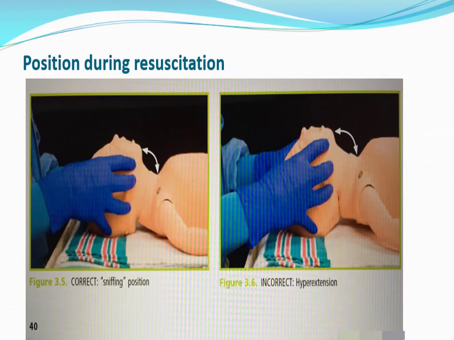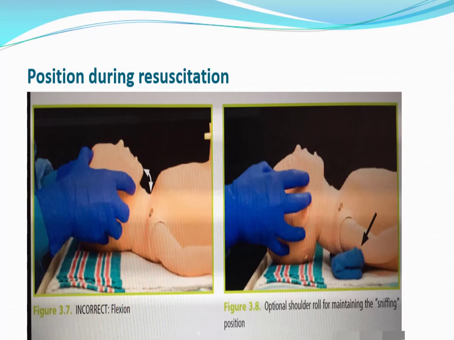And this is the way we position the baby during resuscitation. The correct position is either neutral position or slight extension of the neck, the so-called sniffing position. The other figure shows the incorrect hyperextension. You should not do hyperextension. It is a slight extension or neutral position of the head with the neck. And this is also wrong, extensive or excessive flexion. So the best position is either neutral or sniffing position, and a pad under the shoulder might help to maintain slight extension of the neck.